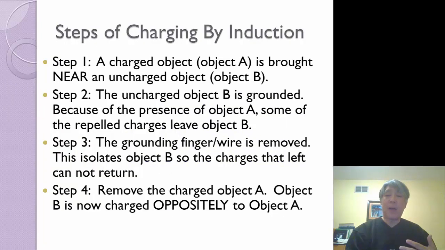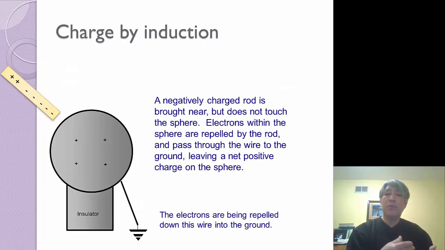Then the next step is to remove that grounding wire, remove whatever is touching. Therefore, the electrons have been isolated. They can't get back in. And since my sphere gave up the electrons, it's now left positively charged, the opposite charge to my negatively charged rod.